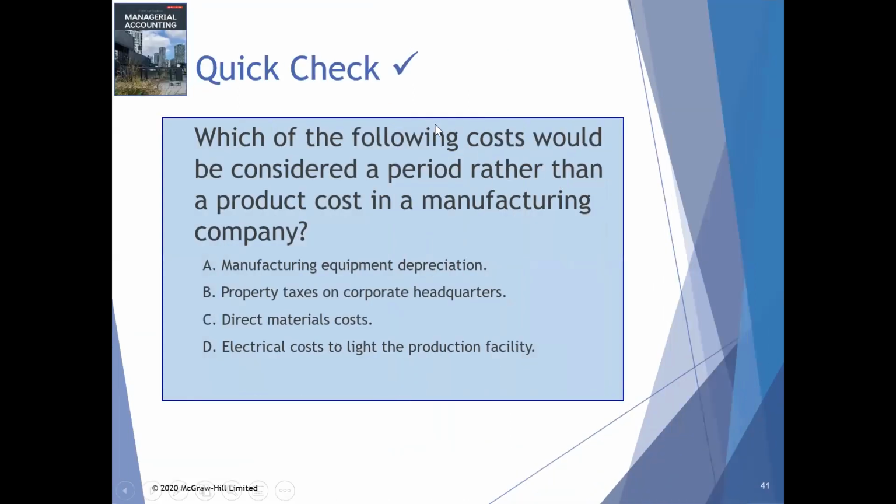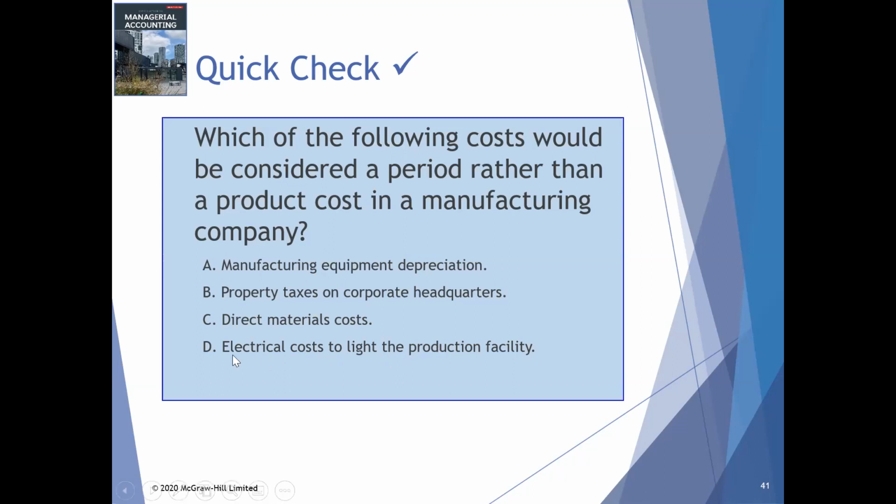Let's take an example. Which of the following costs would be considered a period rather than a product cost in a manufacturing company? If there is a manufacturing company, there will be period costs. What are those period costs? Let's say A, B, C, and D. A is manufacturing equipment depreciation, which is not a period cost, we know that. B is property tax on the corporate headquarters, we discuss later. C is direct material cost, which is not a period cost. D is electrical cost to light the production facility, an indirect expenditure or manufacturing overhead, right?